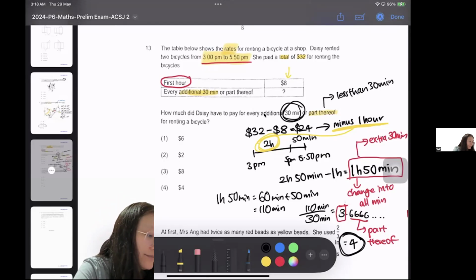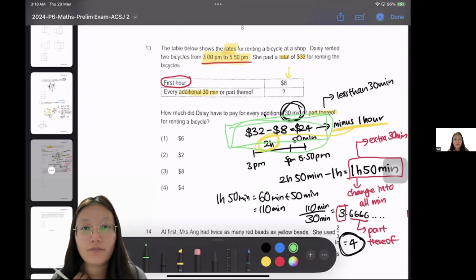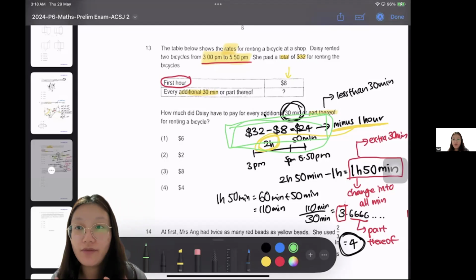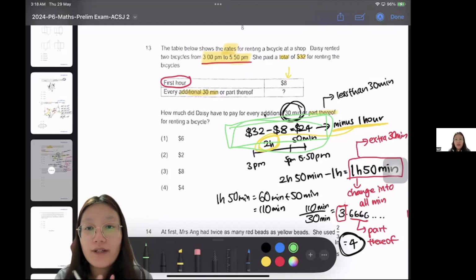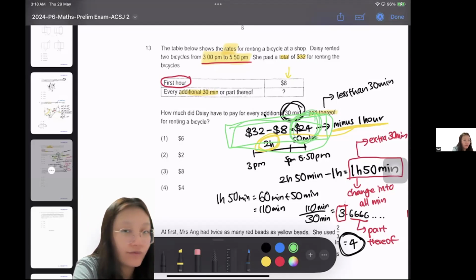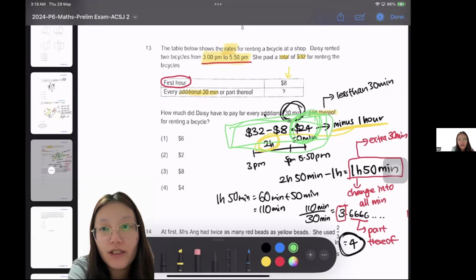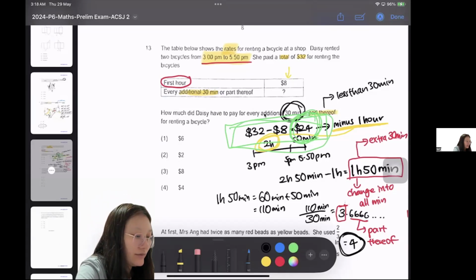So basically, let's go back to over here. Look at the green part. That is where you minus off the first hour already. So whatever is left there, this $24, is only the 30 minutes or part thereof. So you need to find inside the $24 how many 30 minutes or part thereof there are. Remember, when you want to find how many of something there is inside something, you take the thing divided by the thing.